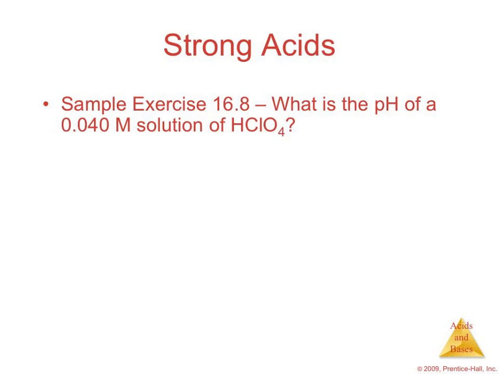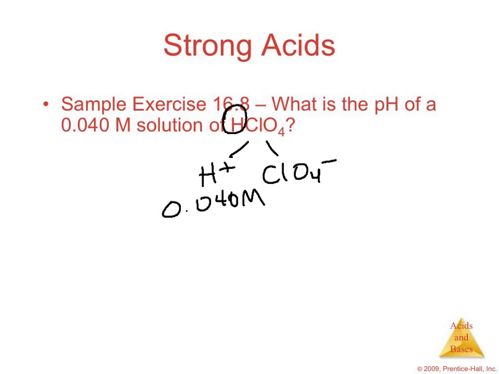This is sample exercise 16.8 in the book, so I'm just going to walk you through this. Again, just remember, we're given the molarity of the HClO4. Well, when this gets put into water, it's going to break apart into H plus and ClO4 minus. So we also have a 0.040 molar concentration of H plus, because it breaks apart in a 1-to-1 ratio. There's only one H that can break off of here.